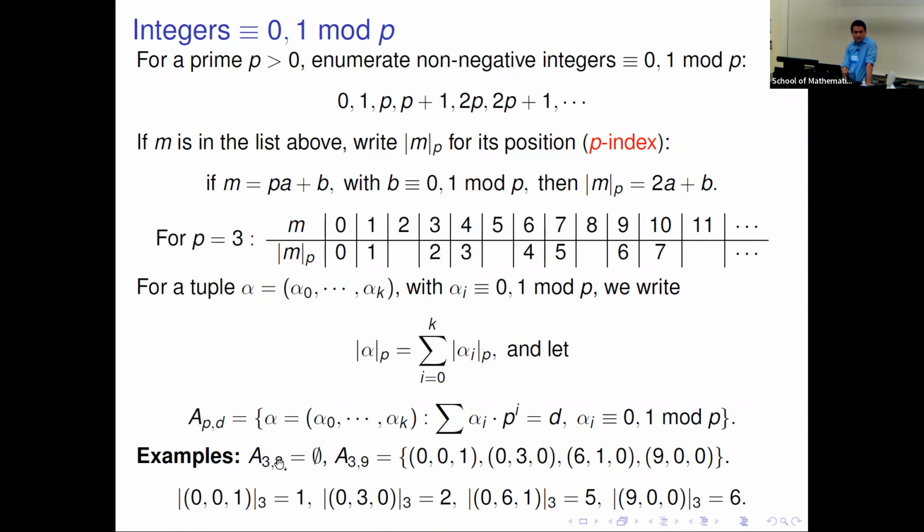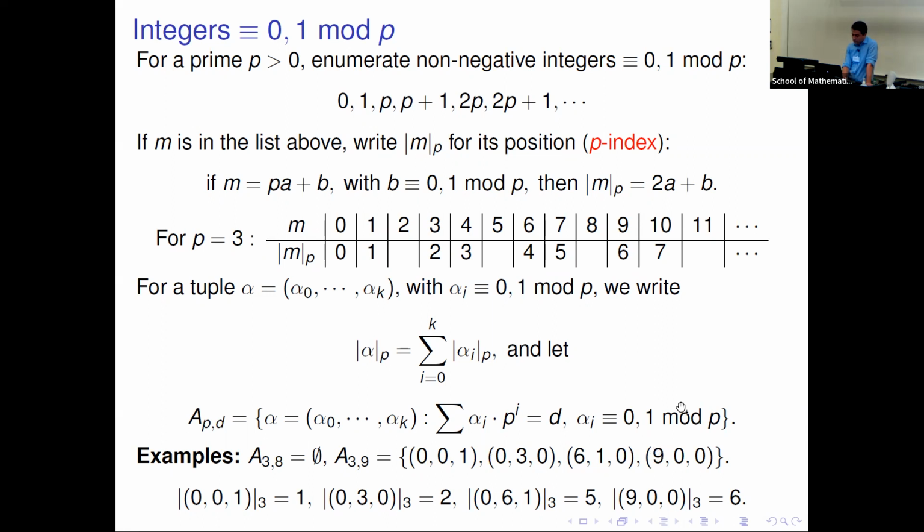So if the integer itself is not 0 or 1 mod p, it's not possible to do this. So for d equals 8, you get the empty set. But for d equals 9 in characteristic 3, these are the 4 ways of writing it. So 9 is 3 squared, but it is also 3 times 3, but it is also 6 times 1 plus 1 times 3, and it is also just 9 times 1. If you look at all these entries, they're all 0 or 1 mod 3.